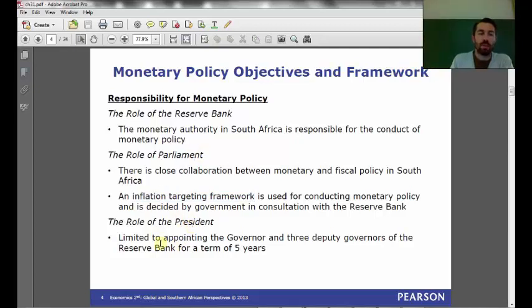What is the role of the President? Well, it's limited to appointing the governor and 3 deputy governors. Thank goodness.